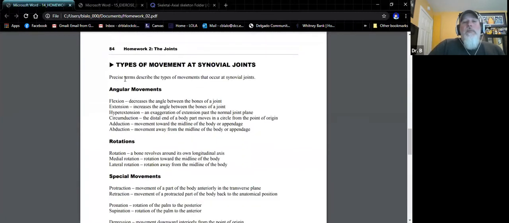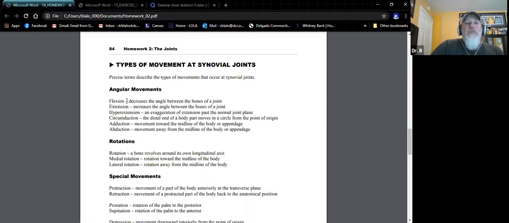The next little bit of information right here is just examples of different types of motion that we find within synovial joints. We have a certain list of angular movements right here that you should know, because when we talk about the muscles, we're going to talk about actions. An action is the movement that is performed by a particular muscle. So we're going to talk about individual movements that are created by muscles. So you need to know these different angular movements, and you should also know these rotational and special movements as well.